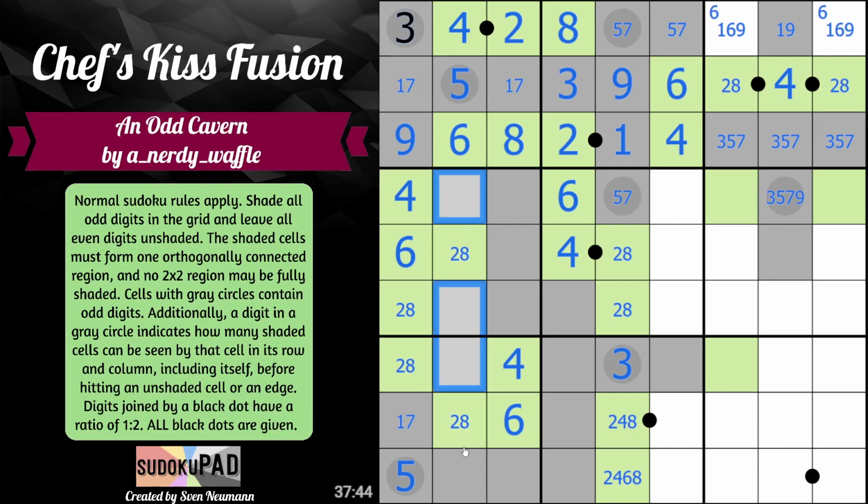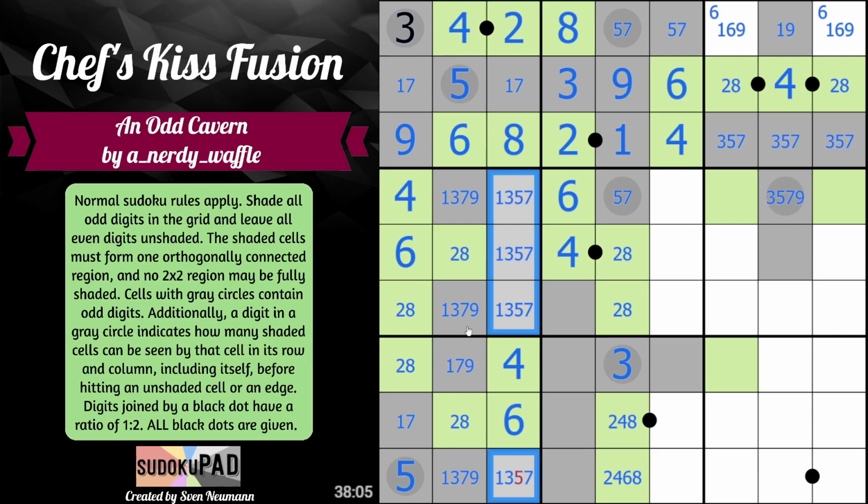1, 3, 5, 7, 9. This is 1, 3, 7, 9. I don't see any restrictions. Oh, I guess there is the 3 there. That is a restriction. 1, 3, 5, 7, 9. Again, but I see a 5 here. 1, 3, 5, 7, 9. Pull the 5 out. And then 1, 5, 7, 9, with the 5 from the corner.